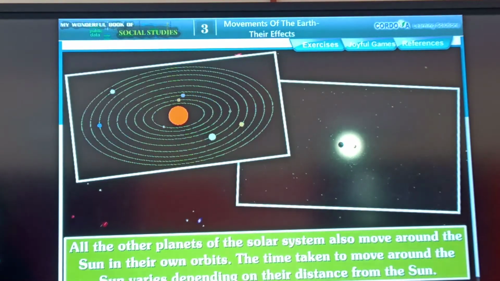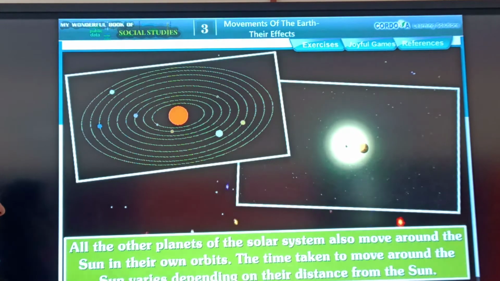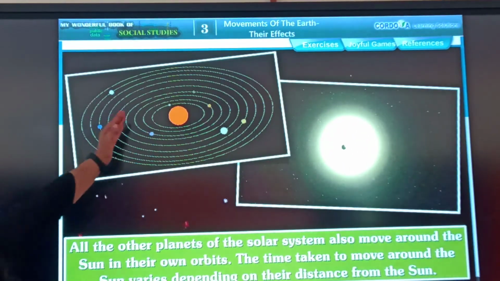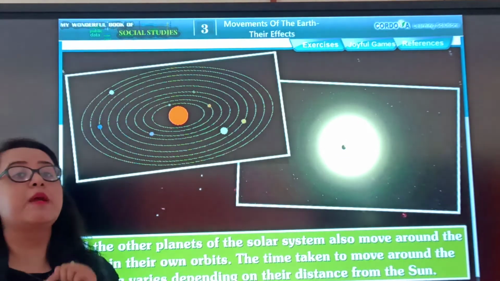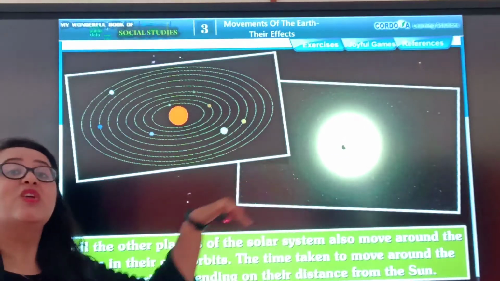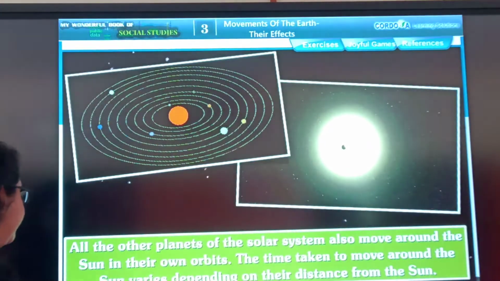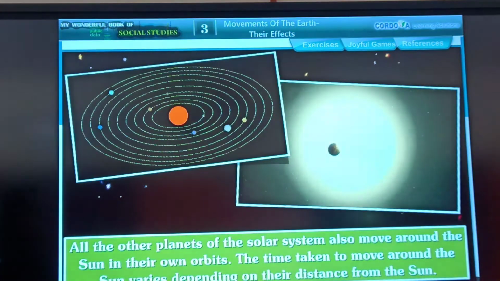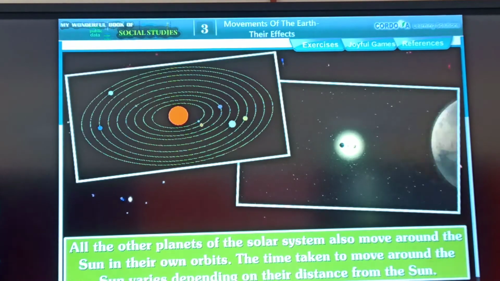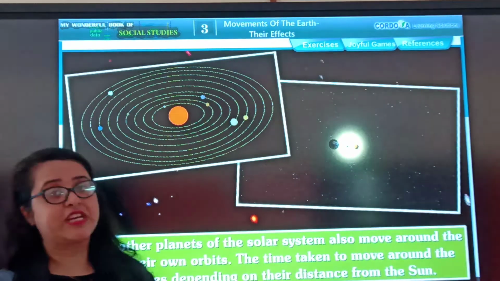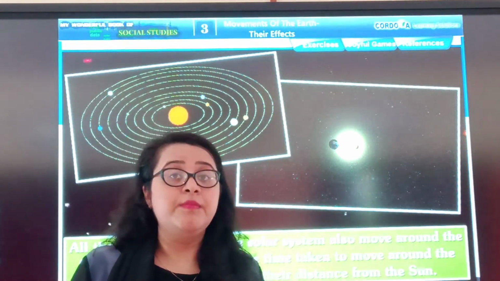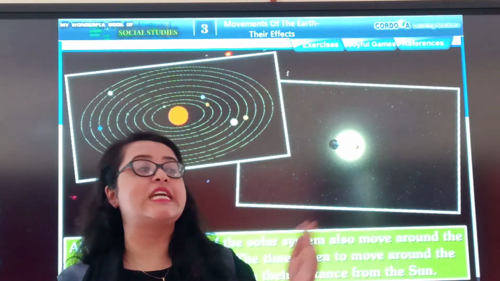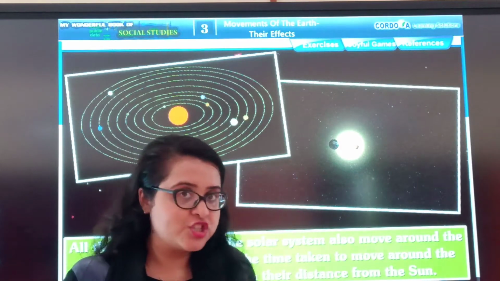All the other planets of the solar system also move around the sun in their own orbits. See, each and every planet moves around the sun in its own orbit. Each planet revolves in its own orbit, around what? The sun. The time taken to move around the sun varies depending on their distances. It is not fixed that each and every planet will have the same time. The time will vary according to the distance and how far they are. Understood? Okay.